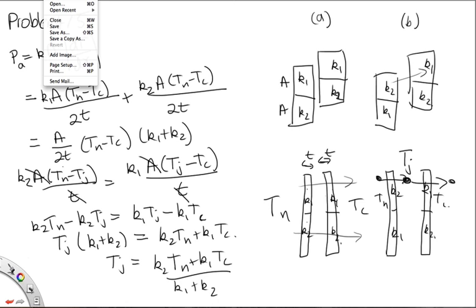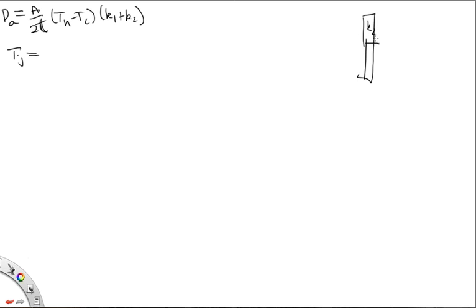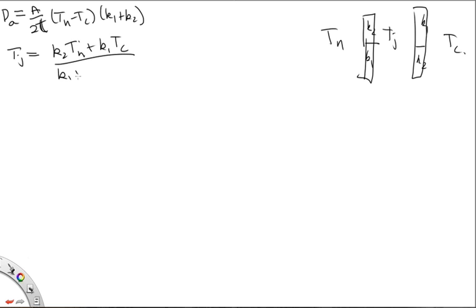Okay, we need some more space. So just recapping, because we'll need it, we had the rate of flow in case A equal to A over 2t, (TH minus TC)(K1 plus K2). And we just derived that the temperature at the junction between them, remember we've got K2, K1, K1, K2, TH, TJ, and TC, was equal to (K2TH plus K1TC) over (K1 plus K2).